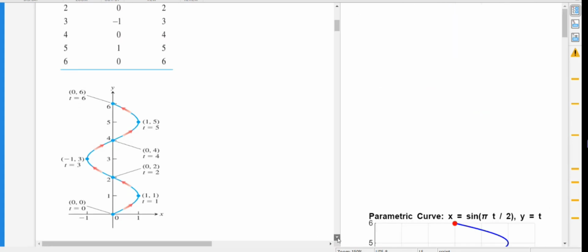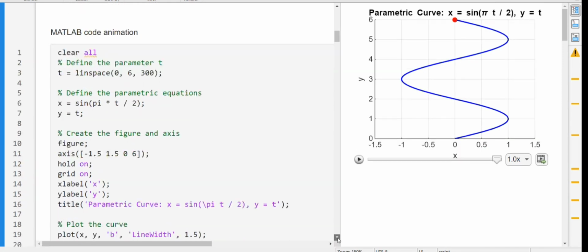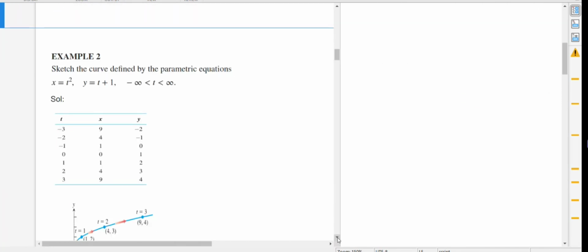Now next example. This is the second example. You see the parametric equation of some curve. We will see what that curve is. x is equal to t square, y is equal to t plus 1, and t is from minus infinity to infinity.